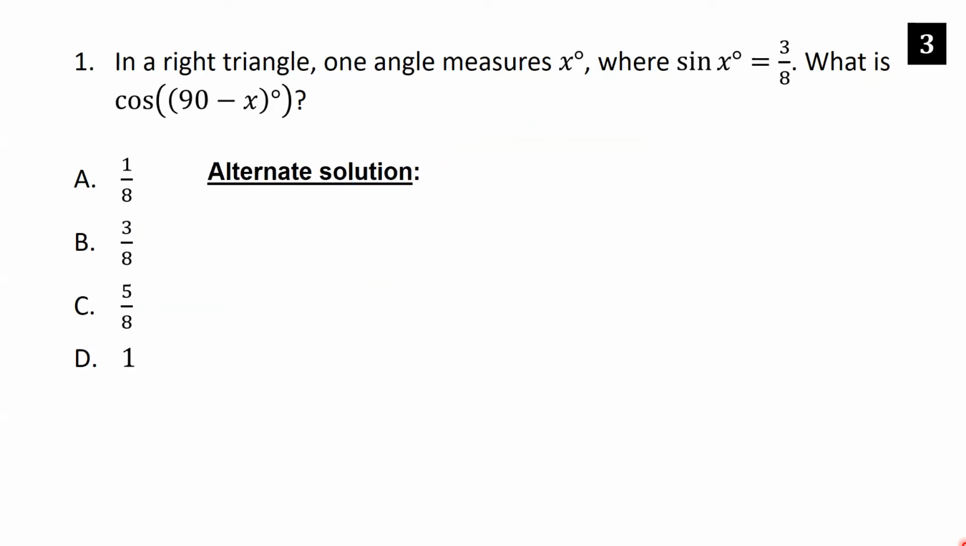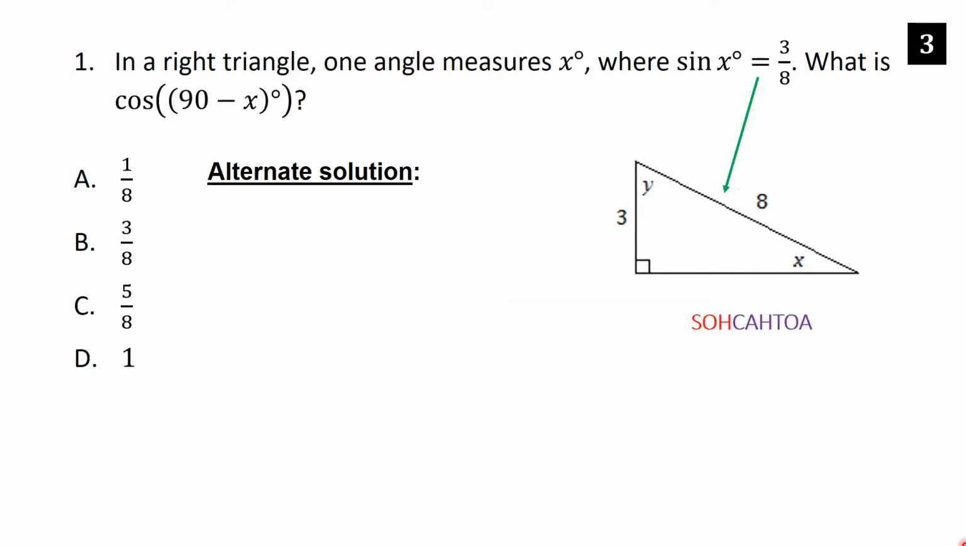Just in case you don't remember the cofunction identity when you're given this problem, let's do an alternate solution that doesn't require it. So for that, I'm going to draw a right triangle and label the sides using SOHCAHTOA. So in this case, sine is opposite over hypotenuse. So the sine of x is opposite 3 over hypotenuse 8.